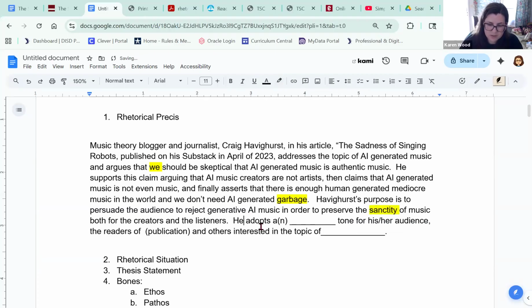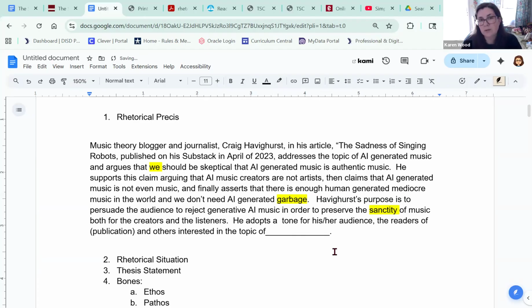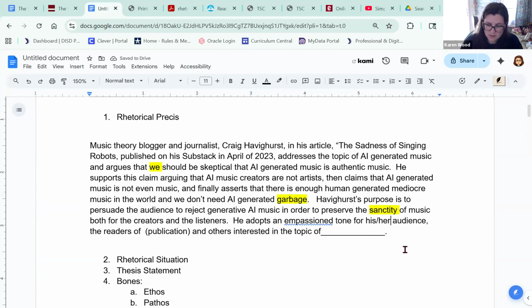Now I have to think a little bit about his tone. And I'm going to call his tone impassioned. Now I'm probably not going to spell this right because I don't know if it starts with an E or an I. Impassioned. Oh, I got it right. Impassioned tone for his audience, the readers of his Substack, and others interested in the topic of, I'm going to call it musical philosophy.